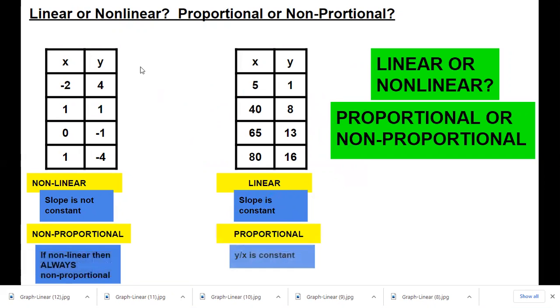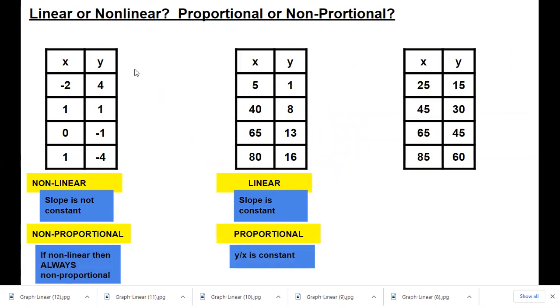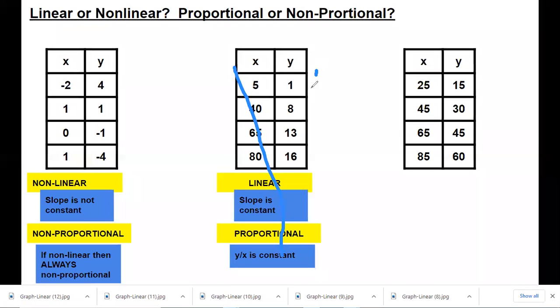Let's go on to the last one. I believe there's one more. Hopefully this one's right. X this one out. I'll fix it before I post it. Okay. We have to check our change in y over change in x. That's a plus 15. What is this going from? 25, 35, 45. That's 20. So this is 15 over 20.